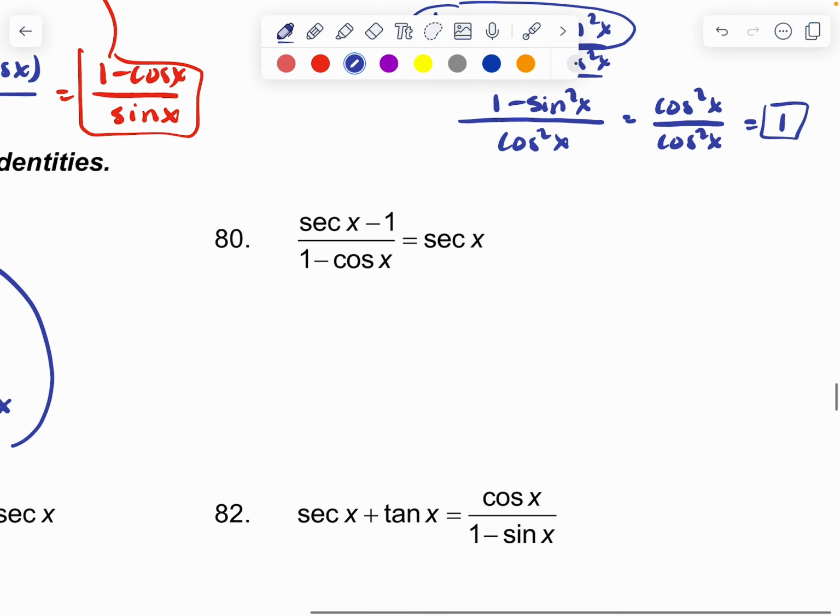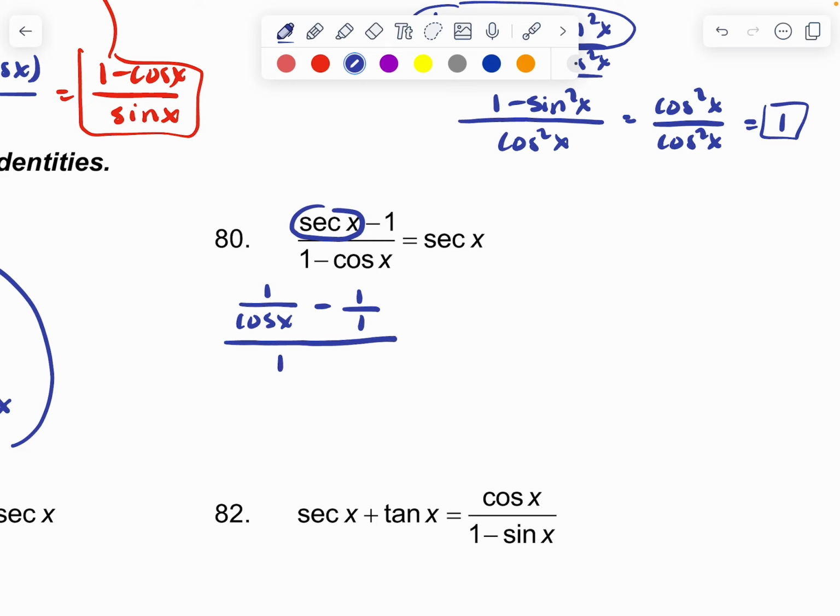Okay, what should I do with this? I have no idea. Okay, so let's see what we could do. The only thing I can see is changing this secant to a 1 over cosine. So let's see what that does. So I have 1 over cosine of x minus 1 over 1. I'm going to put that 1 on the bottom so it's a little bit more symmetrical. All over 1 minus cosine of x.